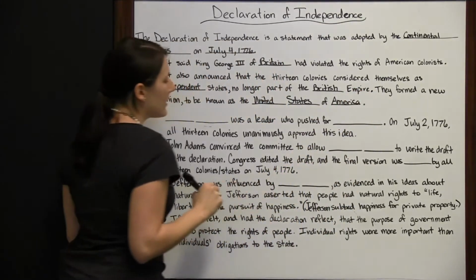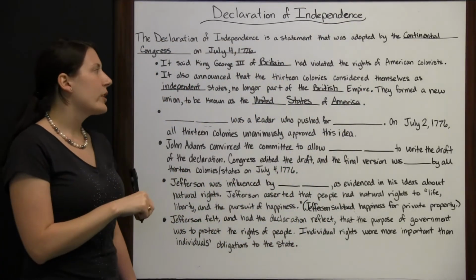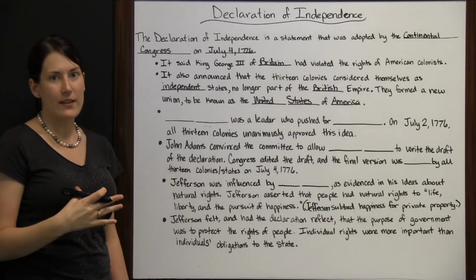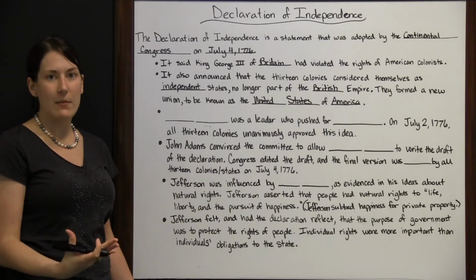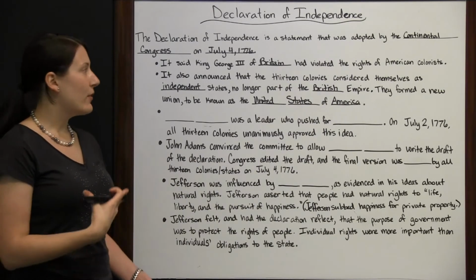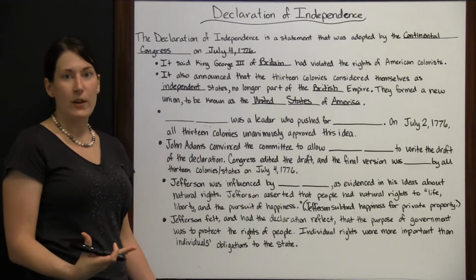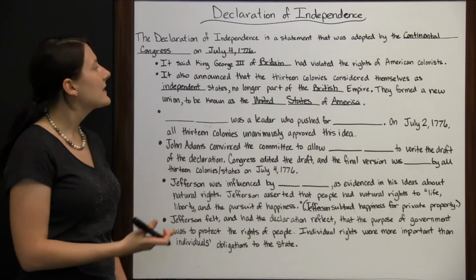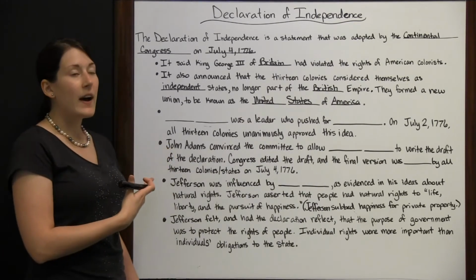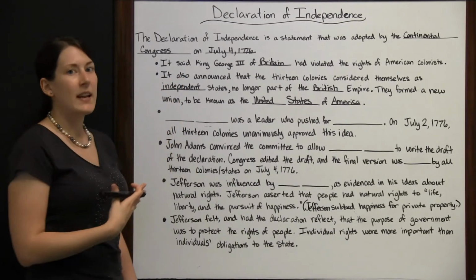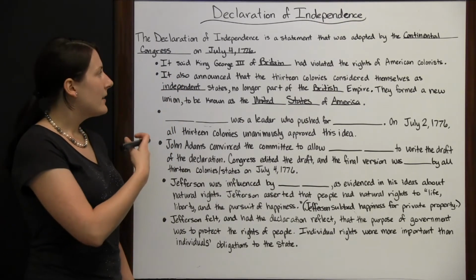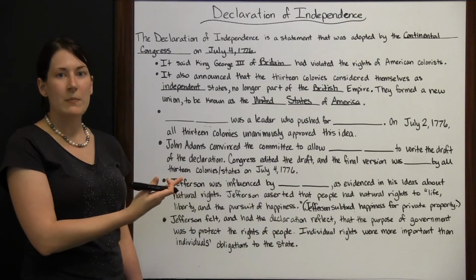So they had tried to work things out peacefully. King George did not take back those laws and taxes. Instead, he fought the American colonists whenever they rebelled against following those laws and paying those taxes. And so after a year of fighting, the Continental Congress met again, and they formed this Declaration of Independence.